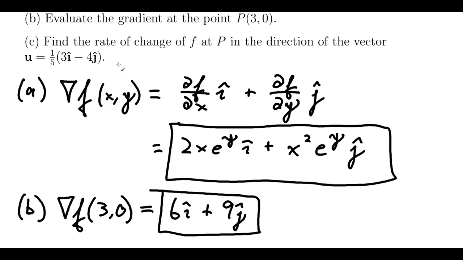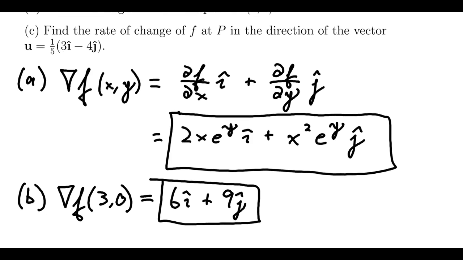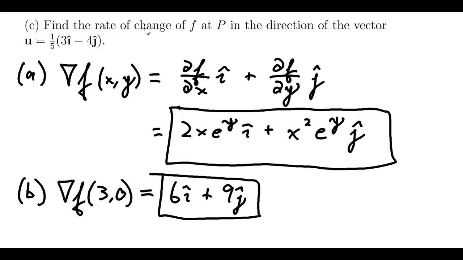Now part C asks us to find the rate of change of f at P in the direction of the vector u, given as stated there. So we're looking for a rate of change of a function at a point. That is a bit of mathematical jargon that should clue you into the fact that we're looking for a derivative, right? You've been looking at these since Calc 1. Rate of change of a function at a point, we want a derivative. We want the derivative in the direction of this particular vector. So we're looking for a directional derivative.